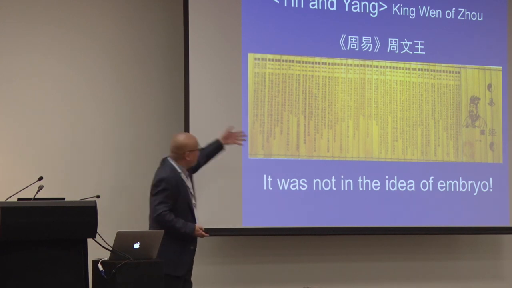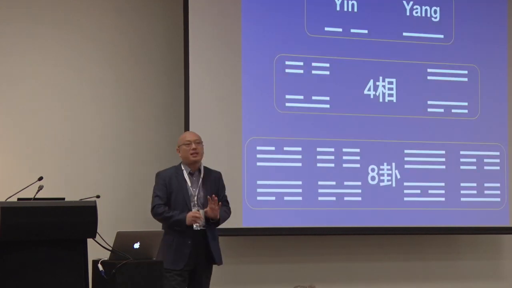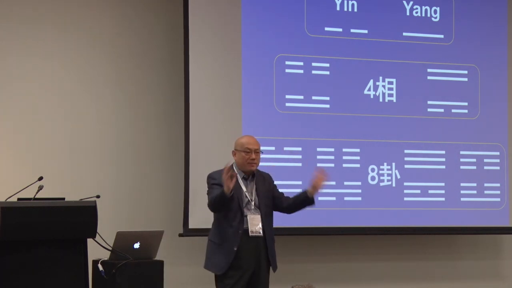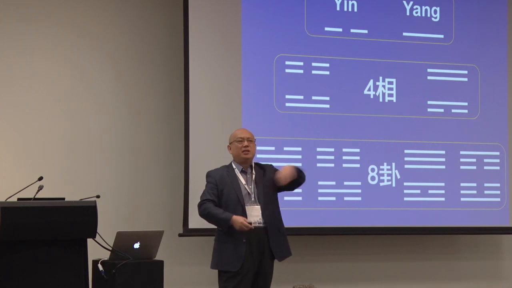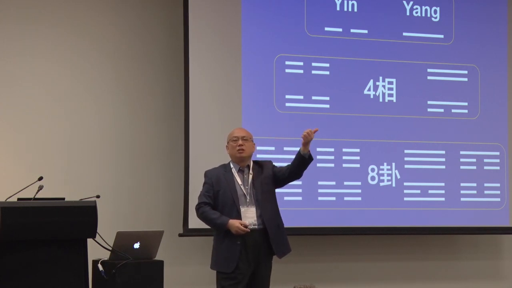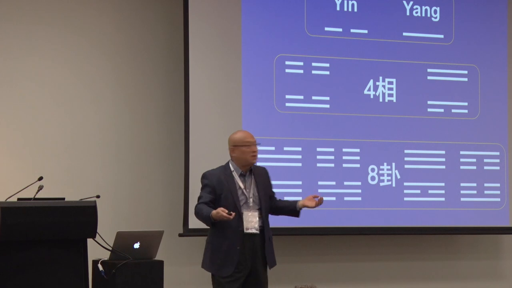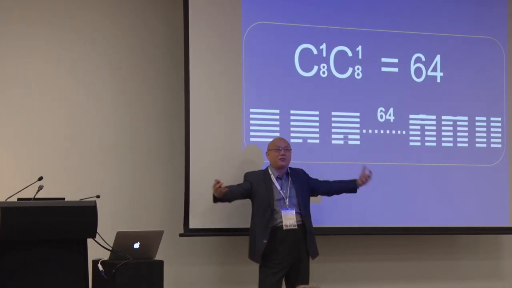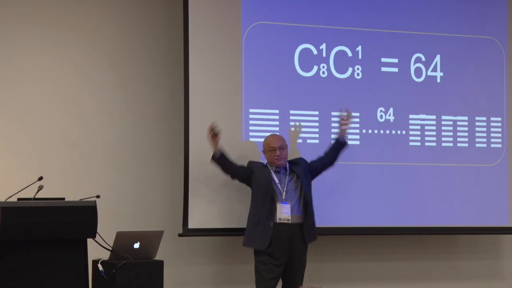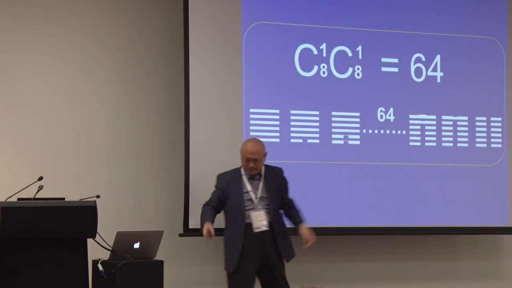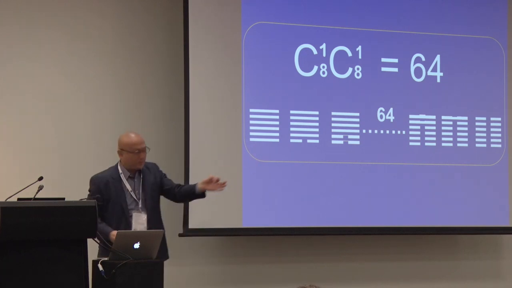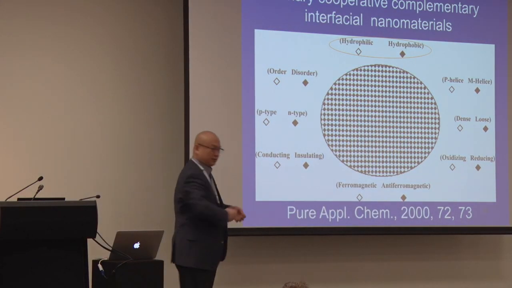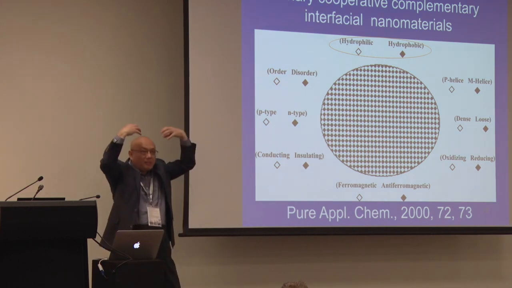If he read the book, Zhou Yi, okay? He would understand Chinese philosophy 2,000 years ago, using this mathematical way and topological way to explain the philosophy. Okay? There are 64 kinds of states of the changing states. Okay? 64. Let's talk about 64 of the wettability. Okay? 2,000 years. The idea came into my mind.